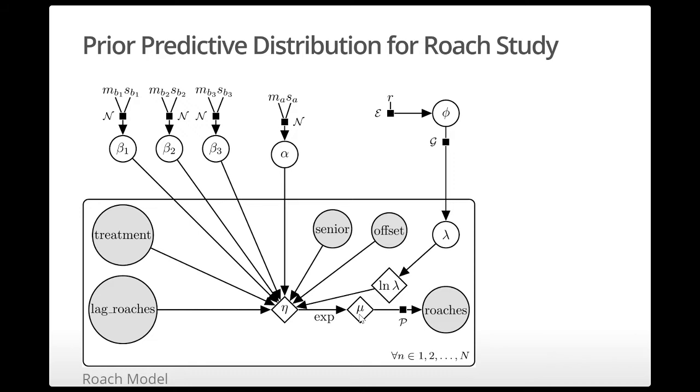If we have a dichotomous treatment, it's equivalent to doing a difference in means. That is true. So this is a binary variable, and so is the senior one. This is just a count.